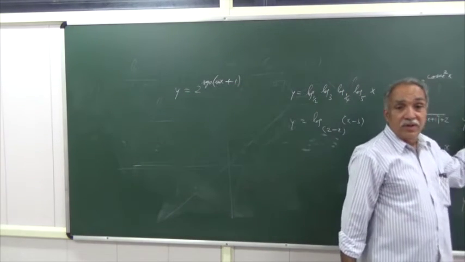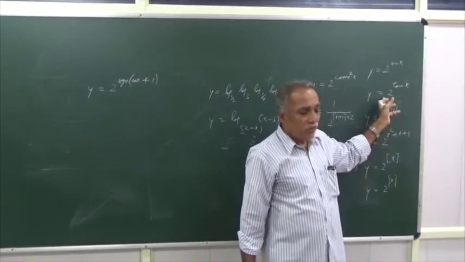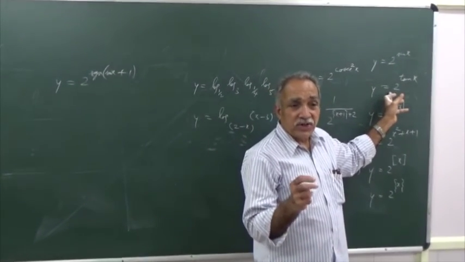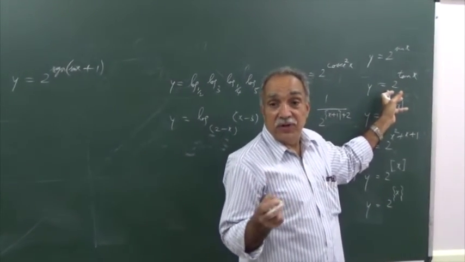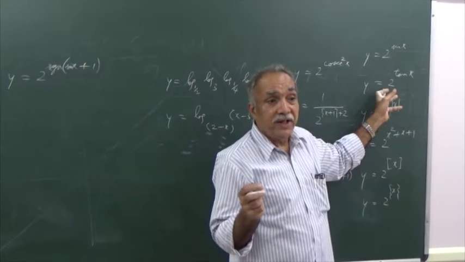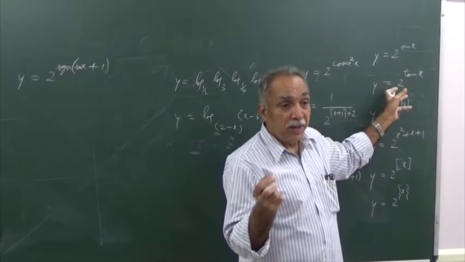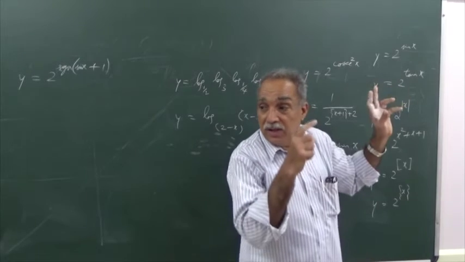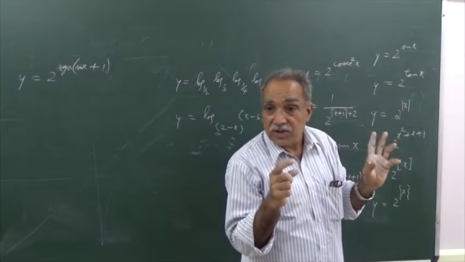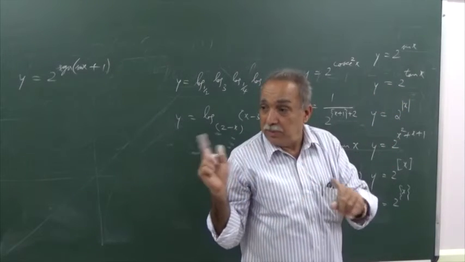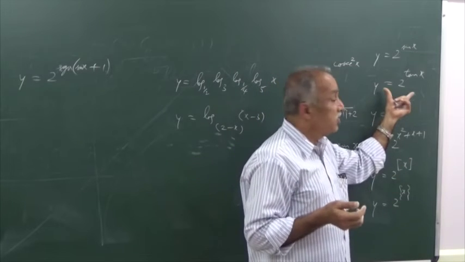Domain. Set of, no, not R. Set of all points at which tan x is meaningful. Tan x is not defined at every point. It is undefined at every odd multiple of pi by 2. So, domain will be R minus 2n plus 1 pi by 2, n belonging to Z. Good. What is the range?